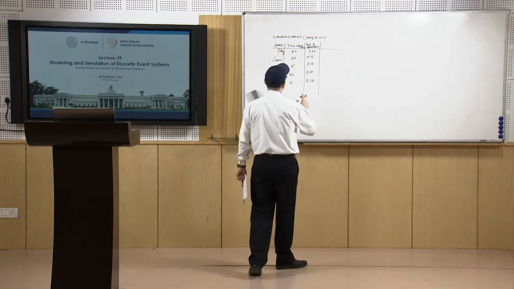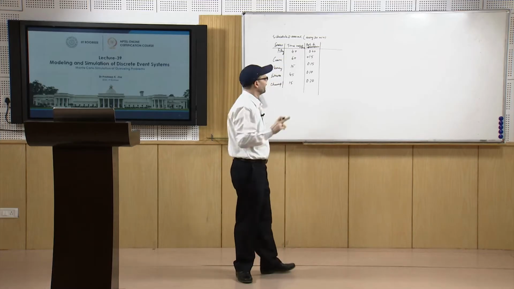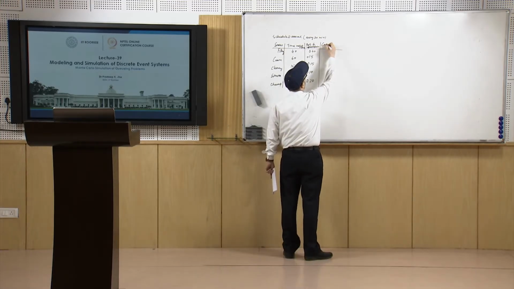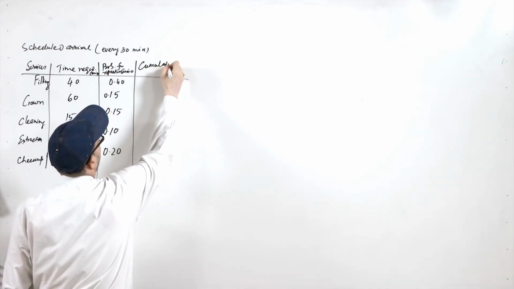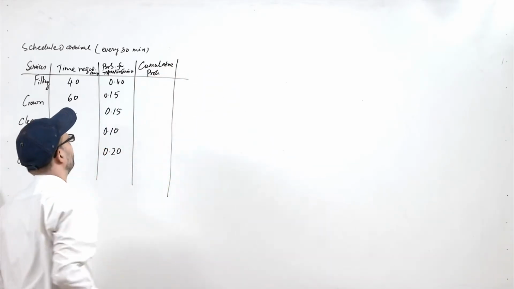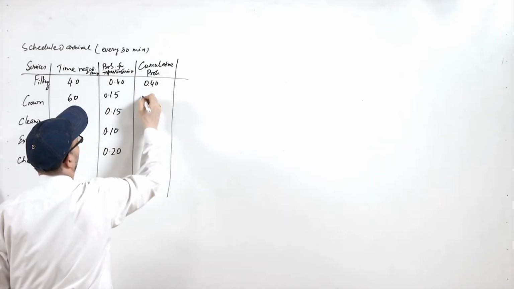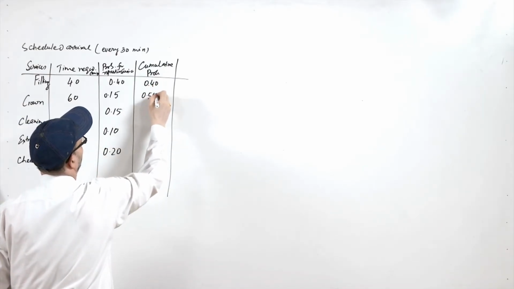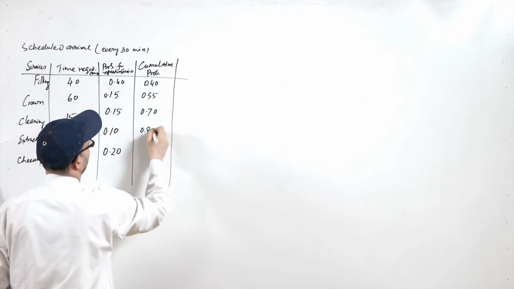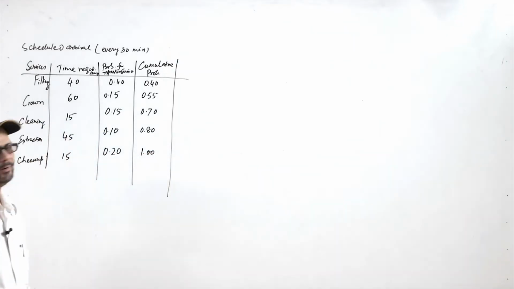To assign the random numbers, again we need the cumulative probability. In this case the cumulative probability will be 0.40, then 0.55, then 0.70, then 0.80, and then 1. So, this is the cumulative probability.